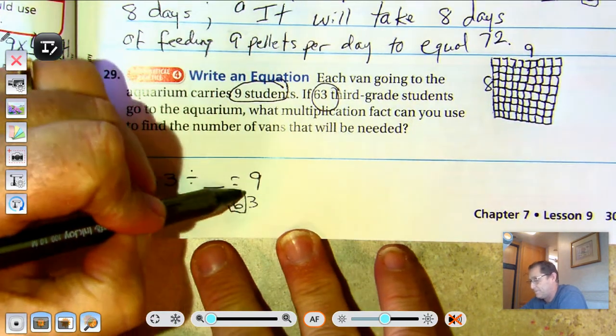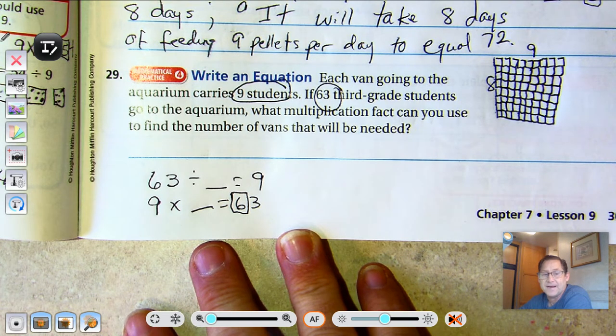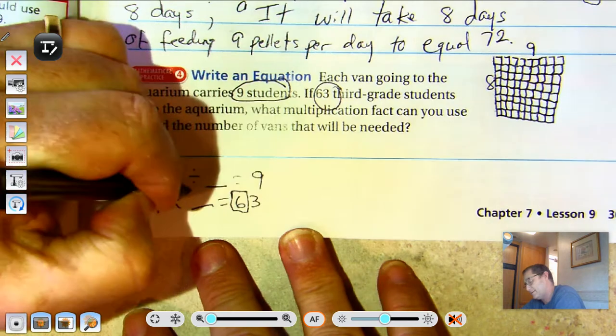Okay, let's use the pattern. 9 times what is 63? The factor that I multiply by the 9 will be 1 greater than the tens place. So 1 greater than 6 is 7.